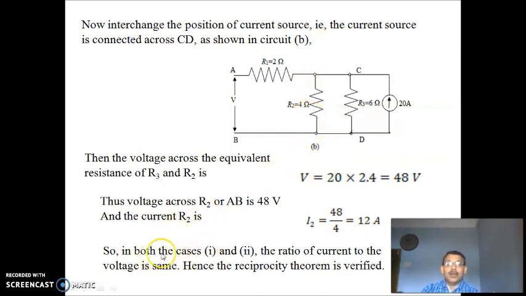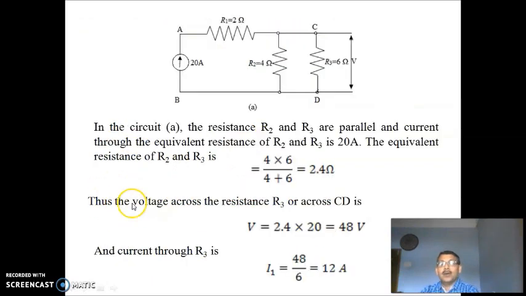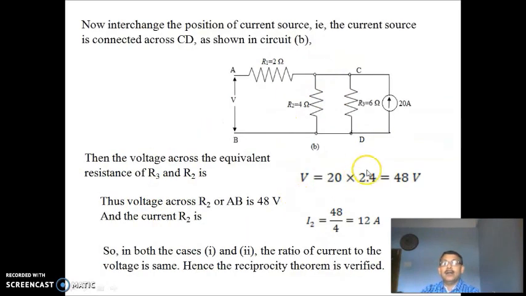So in both cases, the first case and this second case, the voltage is 48 volt and the current through the resistance is 12 ampere. In this circuit also, the voltage is again 48 volt and the current through the resistance will be 12 ampere. Therefore, we can verify the reciprocity theorem.